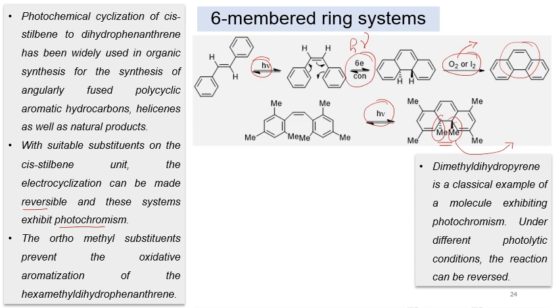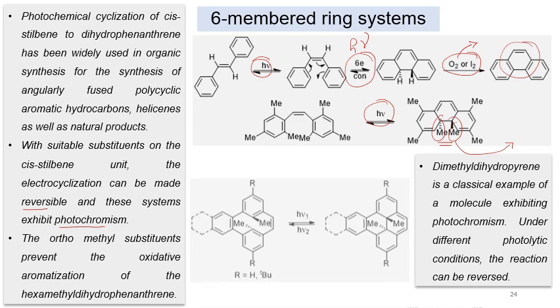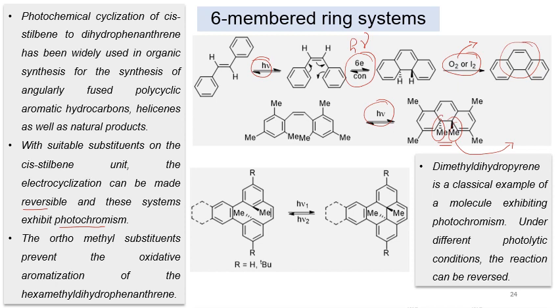In one case, one particular wavelength gives you a cyclization, and in the other case, the other wavelength gives you a ring opening. So under different photolytic conditions, the reaction can be reversed.